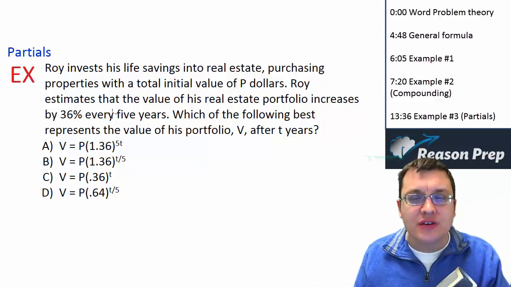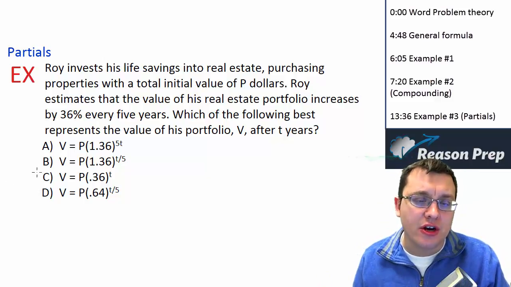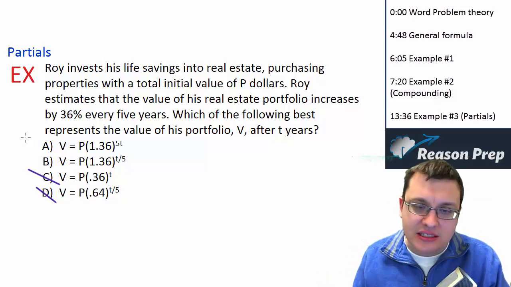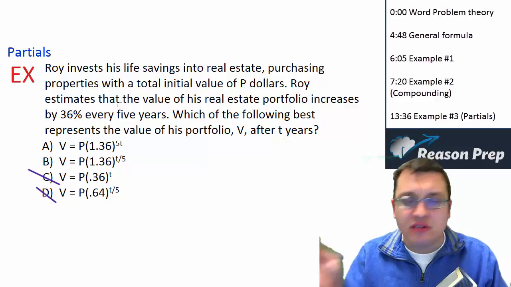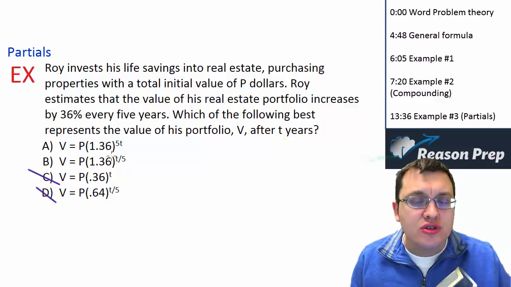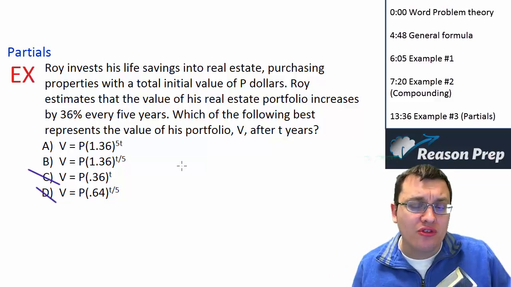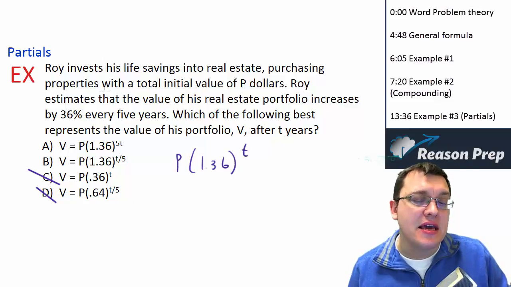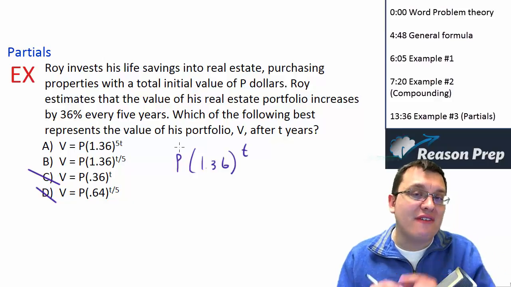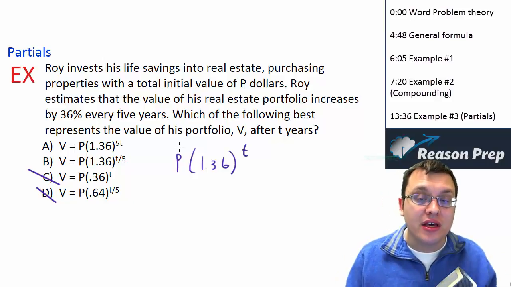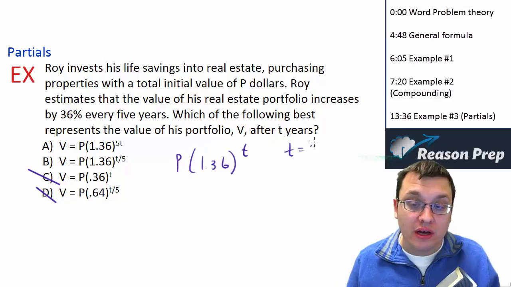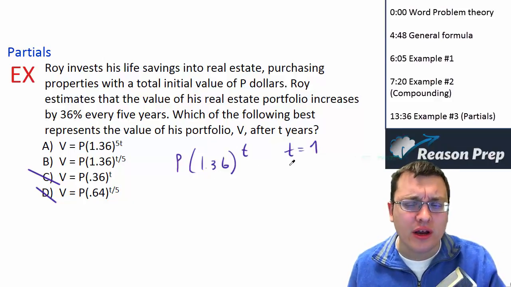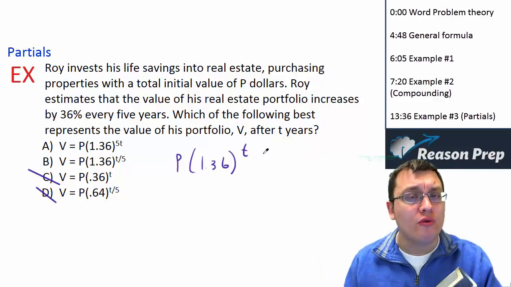So first things first, if it's increasing by 36% each year, we know it's going to be either A or B because we need it to be 1 plus 0.36. So that's easy right out of the way. P is the initial value, so that goes out front. So now it comes to these exponents. Notice we don't have as a choice 1.36 to the t, because it increases by 36% every 5 years, not simply every 1 year. Because here you could plug in t equals 1, and then it would be increasing by 36%. That doesn't work. It's got to increase by 36% over 5 years.